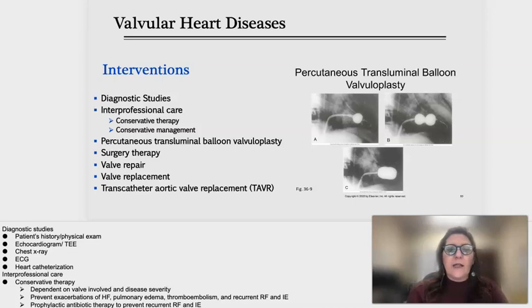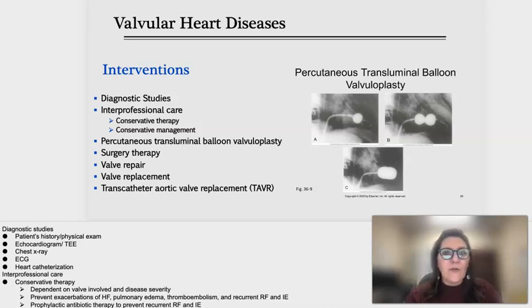But for the diagnostic studies, we're always going to get their history and physical, an echocardiogram or a TEE, chest x-ray, EKG, heart cath. Conservative therapy, it just depends on what's wrong with the valve and how bad it is. We want to prevent heart failure, of course, or pulmonary edema. We want to prevent a thromboembolism, which can be life-threatening or recurrent issues. The prophylactic antibiotic therapy, and then we're going to have drugs to control heart failure. So it might be conservative therapy and management.